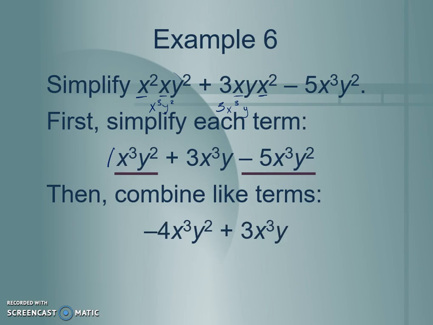So we end up with negative 4 x to the third, y to the second, plus 3x to the third times y. Now, because we're not multiplying here, because we are adding, this is actually as far down as it goes. So we don't go through that whole process of breaking everything apart and then combining it back together when we're adding or subtracting our terms. We only do that when we're multiplying our terms.